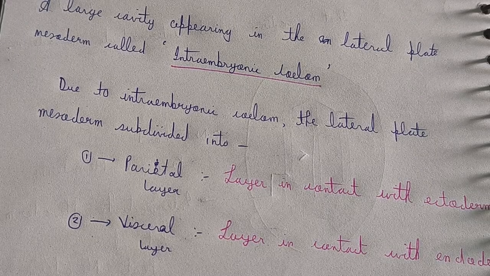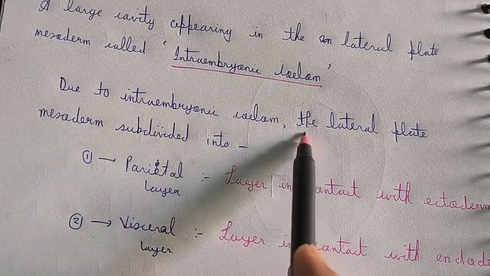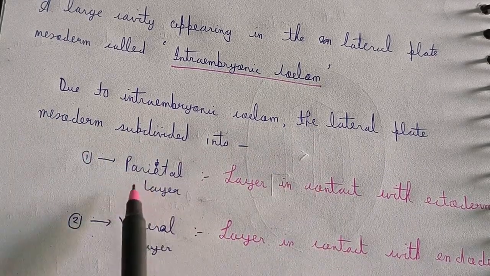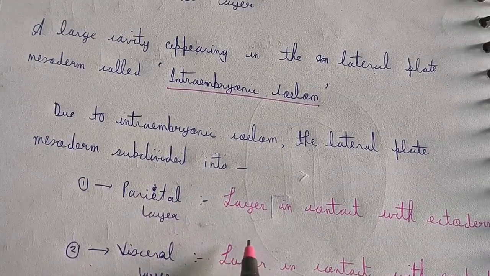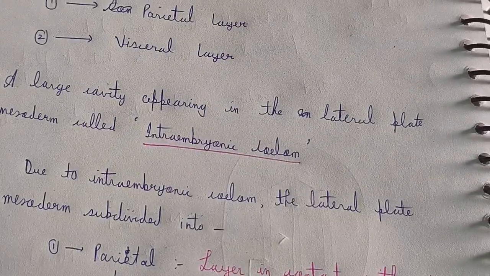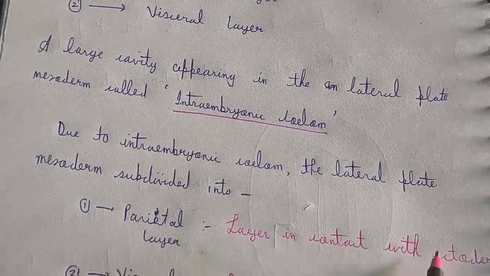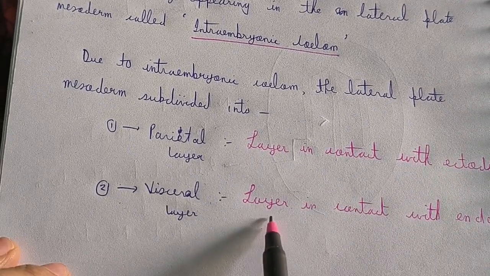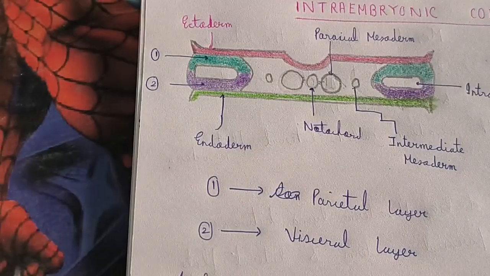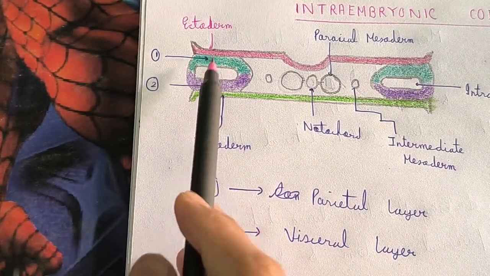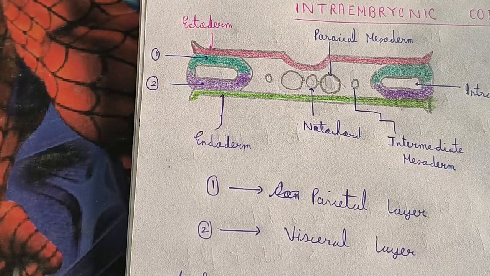So I have written that due to the intraembryonic coelom, the lateral plate mesoderm is subdivided into two parts. The first one is a parietal layer and the second one is a visceral layer, and you can notice that this parietal layer is in contact with ectoderm, and this visceral layer is in contact with the endoderm.